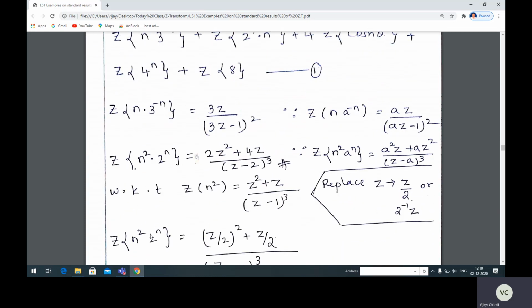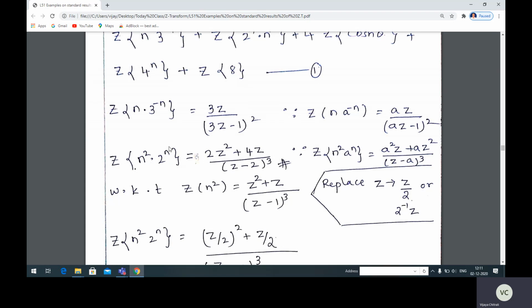So we know that z transform of n a raised to minus n is az divided by az minus 1 raised to 2. So z transform of n 3 raised to minus n is equal to, in place of a we have 3, so 3z divided by 3z minus 1 raised to 2. Again we have z transform of n square a raised to n is a square z plus a z square divided by z minus a raised to 3.